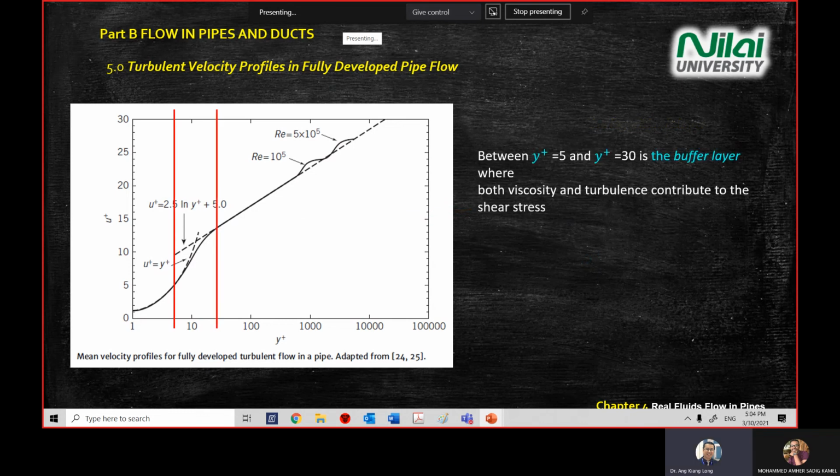So you can see that I drew two lines here. Between Y plus equal to 5 and Y plus 30, you have a region we call the buffer layer. So from 5 to 30, we have a buffer layer. So this is about the turbulent velocity profile.